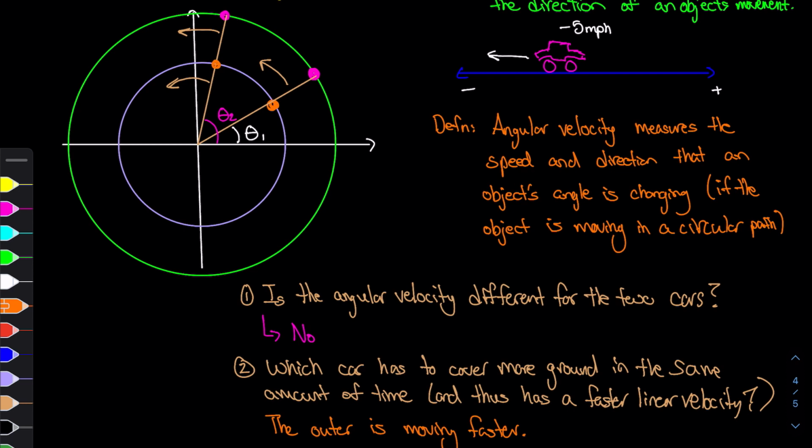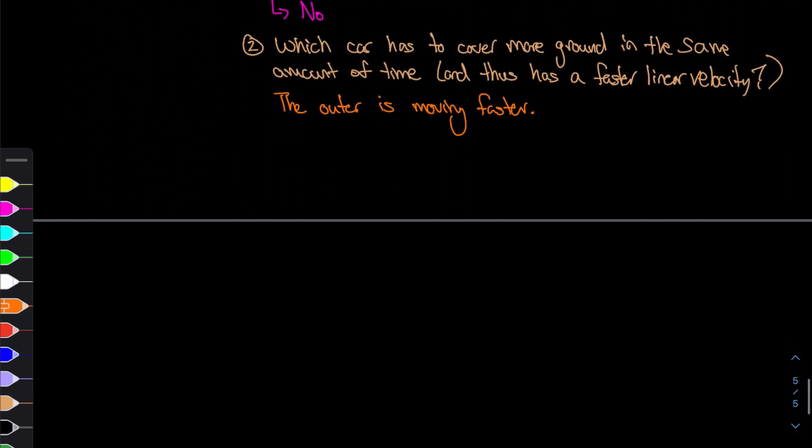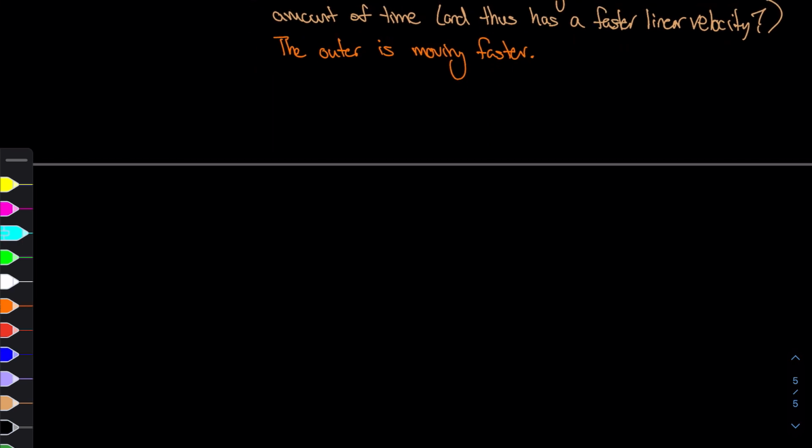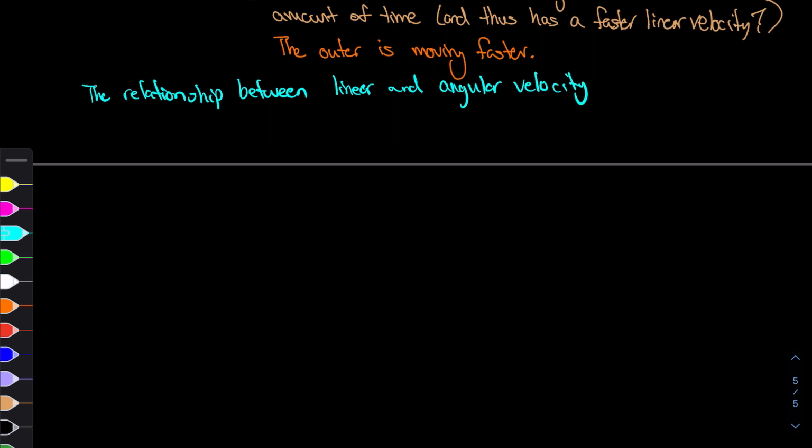So what is the relationship between the two? In order to find the relationship between linear and angular velocity, we use a physics concept.